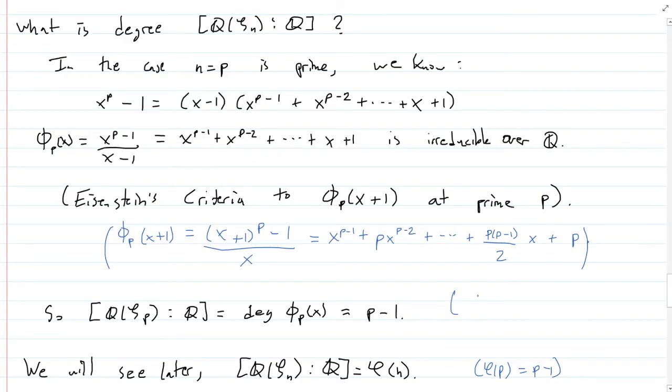Right. The group of units mod n has order phi of n. So there are phi of n units mod n, and it turns out that the Galois group is this group. So that's just something for the future.